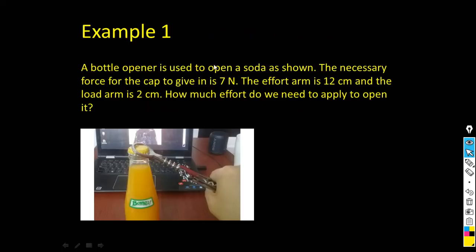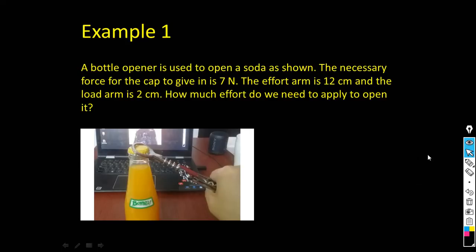So the example number one says the following: a bottle opener is used to open a soda as shown. Okay, so right here I am with a bottle opener. I have a soda, and that's it. Okay, that's the context. And we have the necessary force for the cap, which is the corcholata, to give in is 7 newtons.